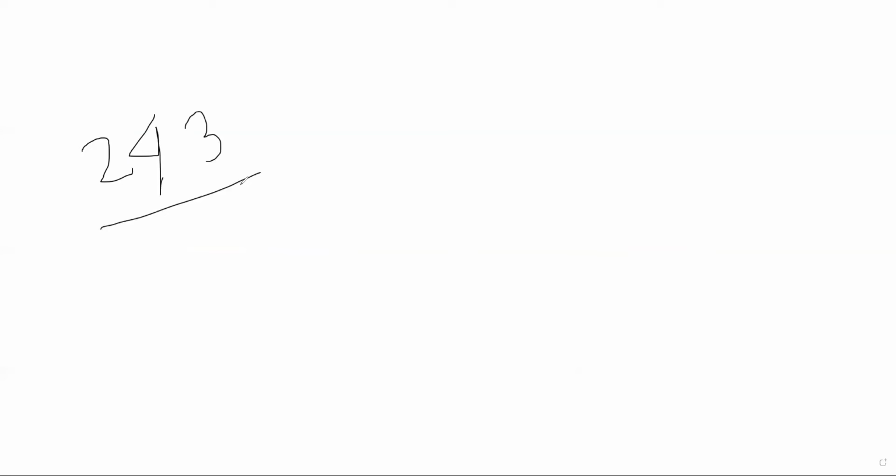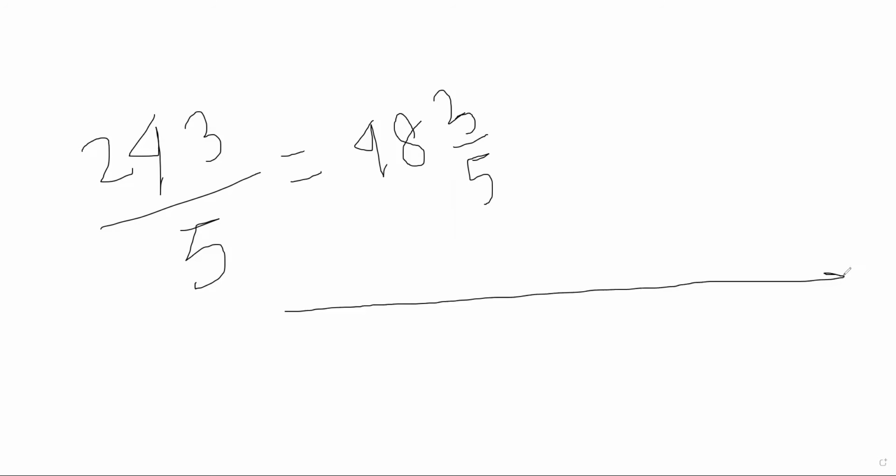Now we are going to represent 243 by 5 on the number line. Now 243 by 5 can be written as 48.6. This is a rational number, so keep it in fraction form. So here 48 whole 3 by 5, right? So you have to draw the line.